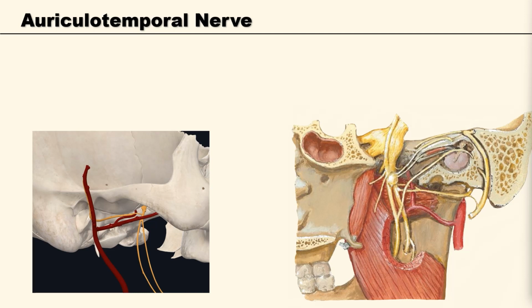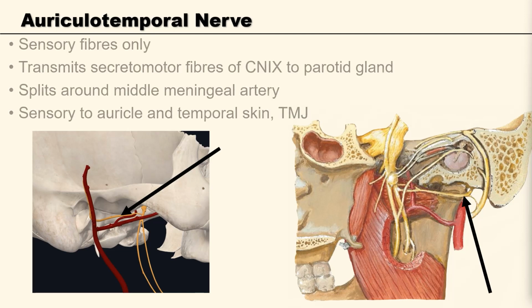The auriculotemporal nerve is shown very clearly in this picture. It has a rather odd and very characteristic relationship with an artery just after its branch from the posterior root of V3, in that it splits to go around the vessel. The vessel itself is the middle meningeal artery.